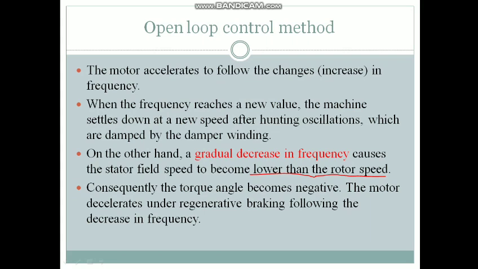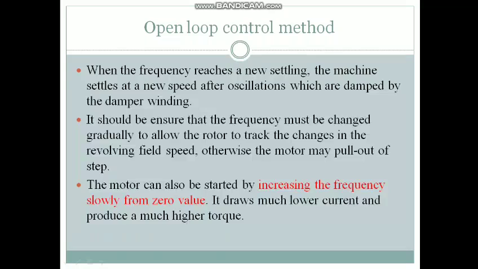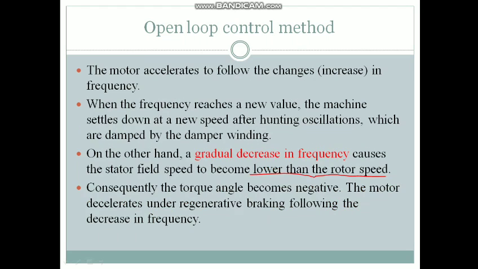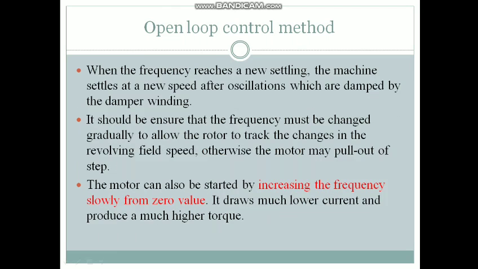Consequently, the torque angle will become negative, and the motor decelerates under regenerative braking following the decrease in frequency. When the frequency reaches a new value, the machine settles at a new speed, which will have oscillations that will be damped by the damper winding.